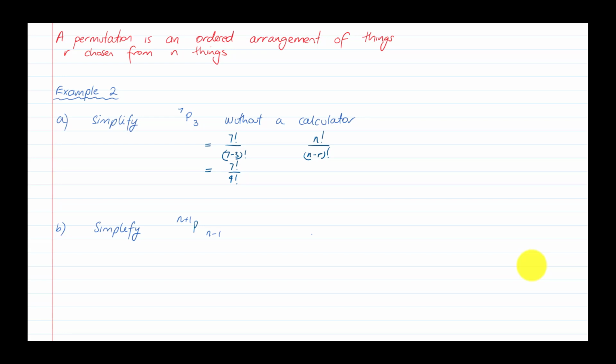And I'm going to do this longhand, so I'll create a bit of space here. You don't have to take this long when you're working it out, but I'll write this down as 7 times 6 times 5 times 4 factorial over 4 factorial, and they cancel out, leaving us with 210. So 7P3 is equal to 210.